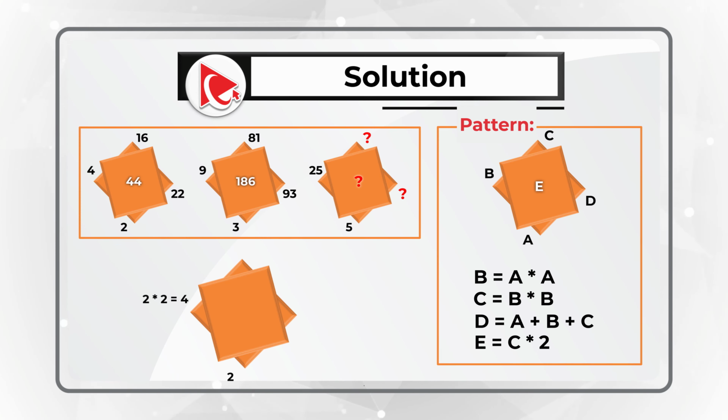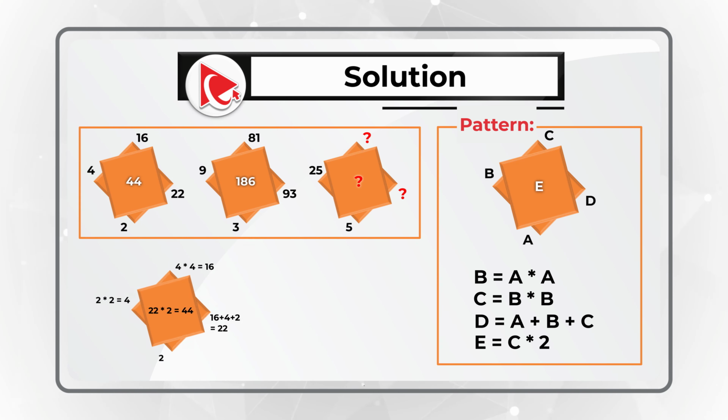The number on the upper side of the diamond is calculated as 4 multiplied by 4 and equals 16. Then the number on the right is calculated as 16 plus 4 plus 2 and equals 22. And then the number in the middle of the diamonds is calculated as 22 multiplied by 2 and equals 44.